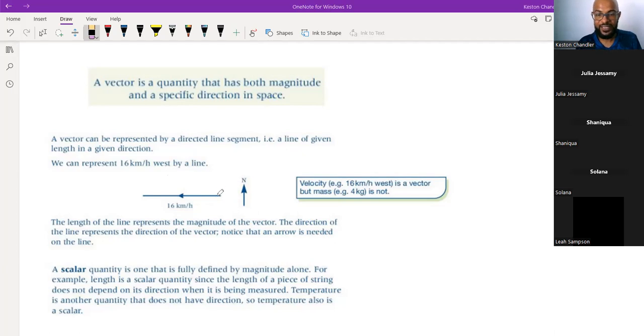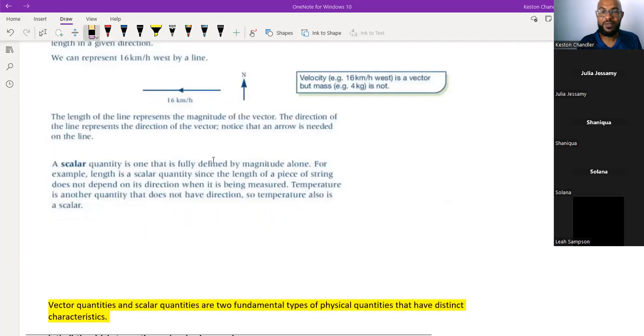So the length of the line usually represents the magnitude of the vector. Sometimes you will see a graph paper, so you check each unit and that represents the magnitude of the vector. And then the direction of the line represents the direction of the vector, right? Usually there's an arrow on the line to tell you the direction it is moving in.